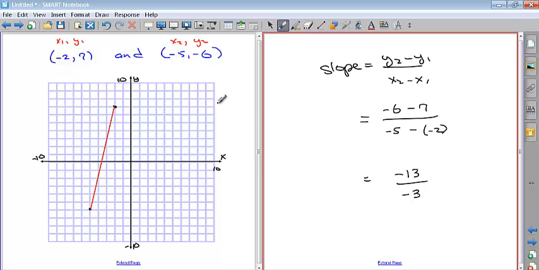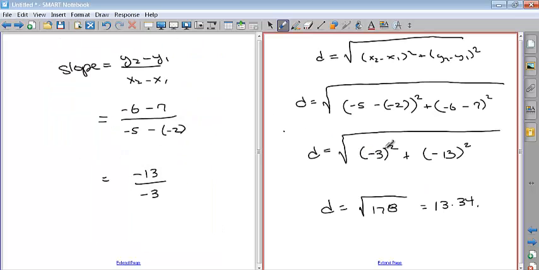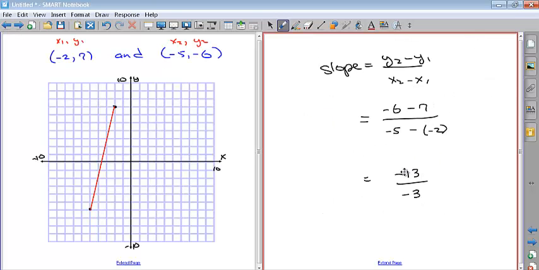These numbers should be the same numbers that you get here, at least the magnitude should be the same. But here the negatives cancel out, so you just get +13 over 3. Don't leave the 2 negative signs in there. So that's the slope. What that means is for every rise of 13, you go up 13 and over 3, positive 13 over positive 3. And that's what slope means.